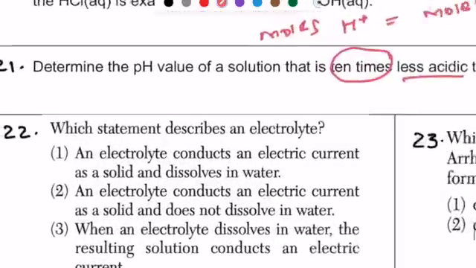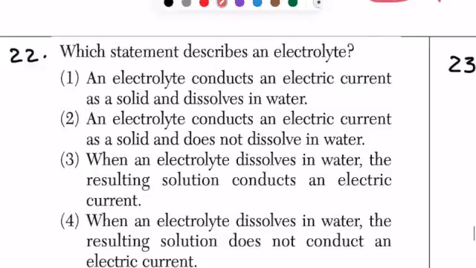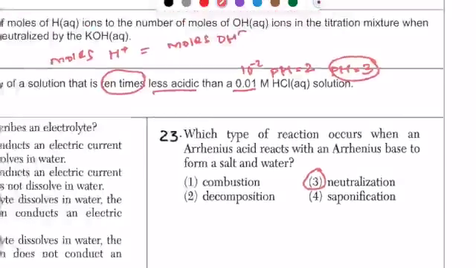Which statement describes an electrolyte? So an electrolyte is something that can conduct electric current when it is in a solution, so not as a solid. It dissolves in water. The resulting solution conducts an electric current. There you go. And which type of reaction occurs when an Arrhenius acid reacts with an Arrhenius base? That is your neutralization.